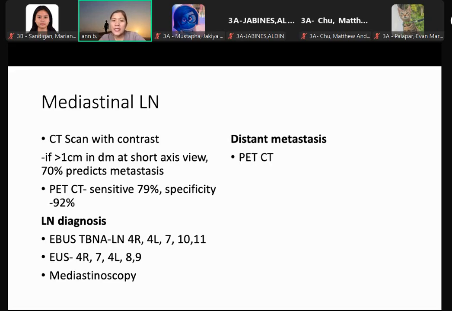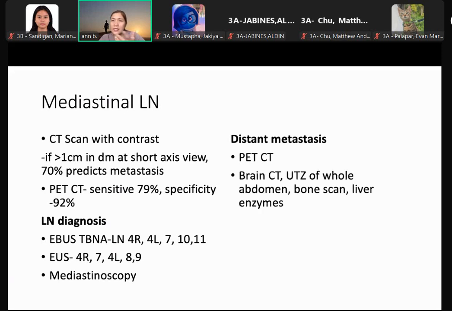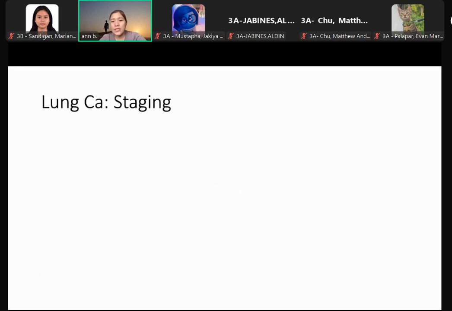So with distant metastasis, again, the diagnostic for distant metastasis is PET-CT. PET-CT covers the whole body already, but again, it's expensive. If no PET-CT, you can do the brain CT scan, ultrasound of the whole abdomen, but much better a CT scan of the whole abdomen and chest, brain CT, bone scan, liver, and do the liver enzymes. This metastatic workup is expensive, but this is needed when we do the staging and prognostication for this patient.